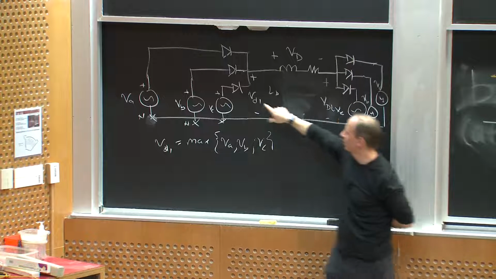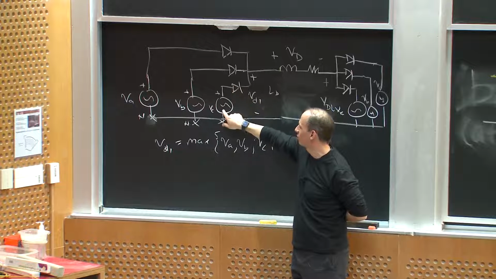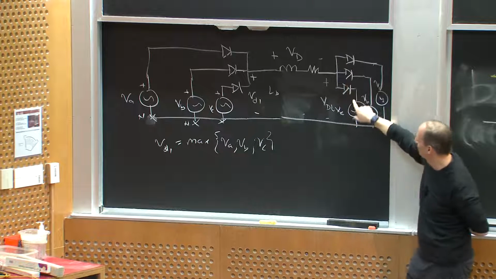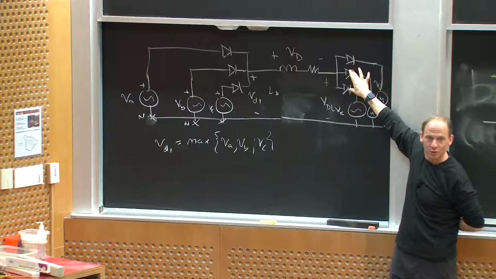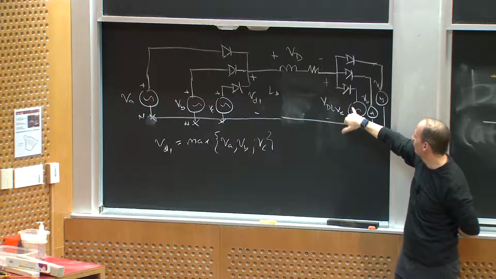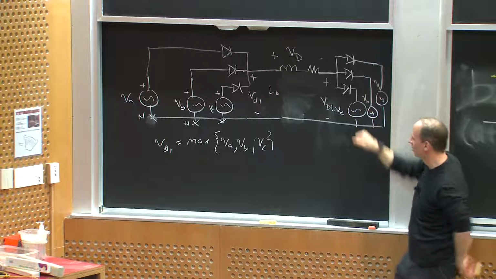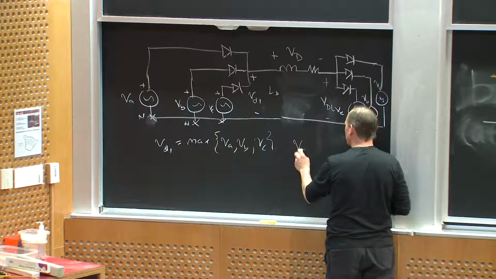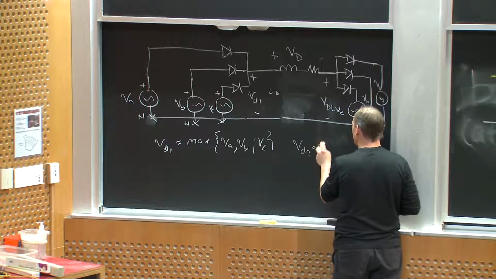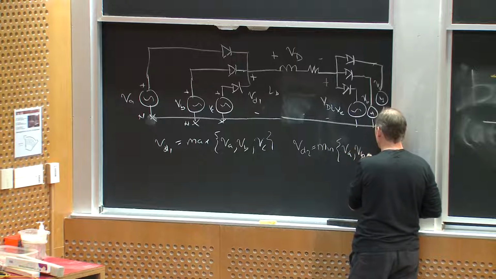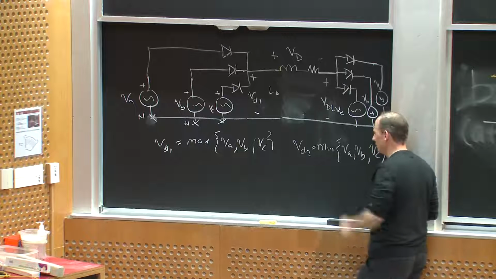This one will forward bias with whoever's largest, right? Can anybody see what this is going to do? Which diode's going to turn on? It's going to be the minimum, right? Whichever voltage is lowest between VA, VB, and VC is going to turn on. So VD2 is going to equal the minimum of VA, VB, and VC.